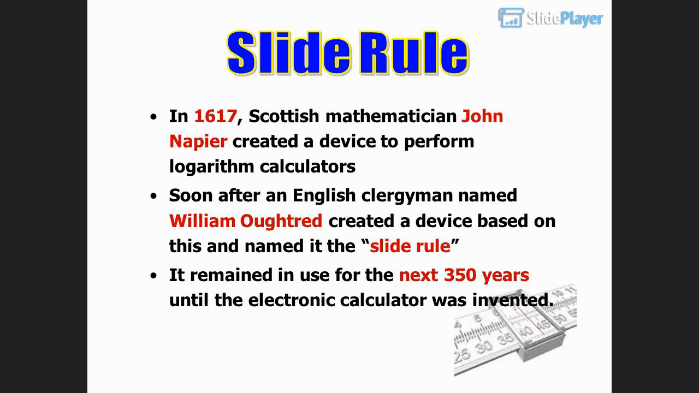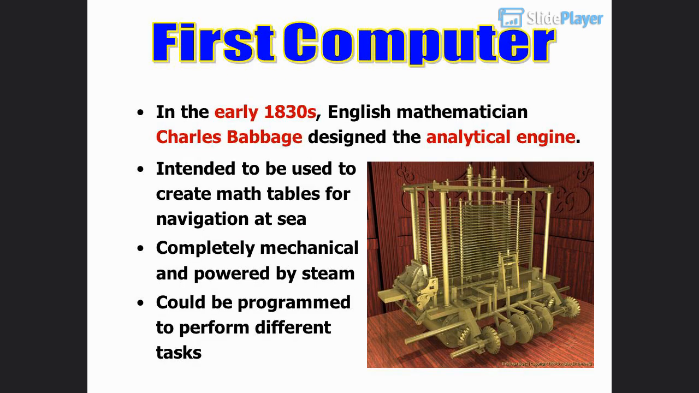Slide rule. In 1617, Scottish mathematician John Napier created a device to perform logarithm calculations. Soon after, an English clergyman named William Oughtred created a device based on this and named it the slide rule. It remained in use for the next 350 years until the electronic calculator was invented.